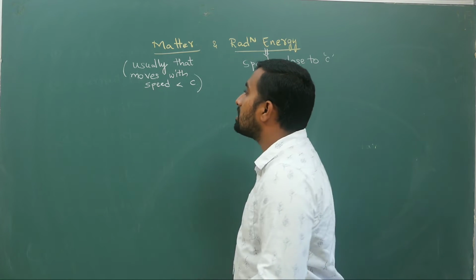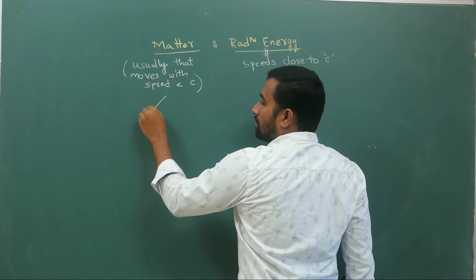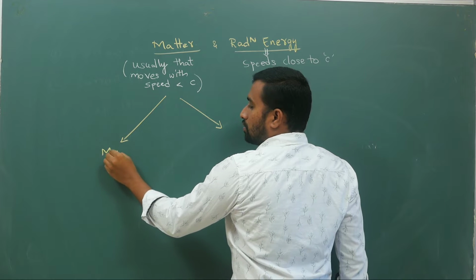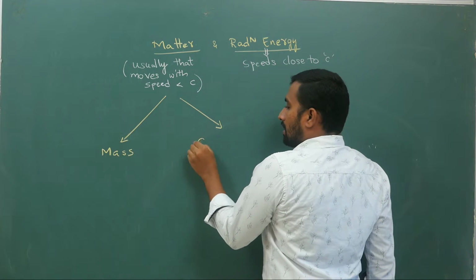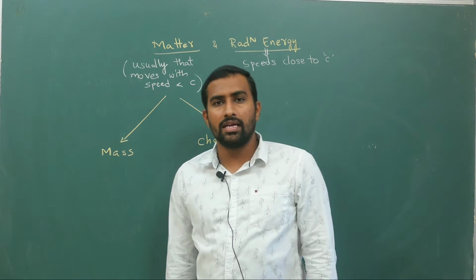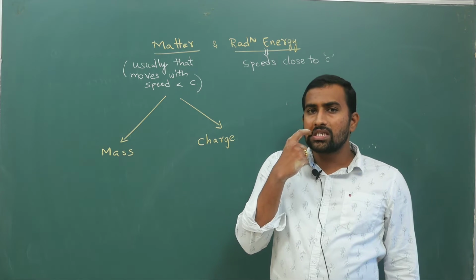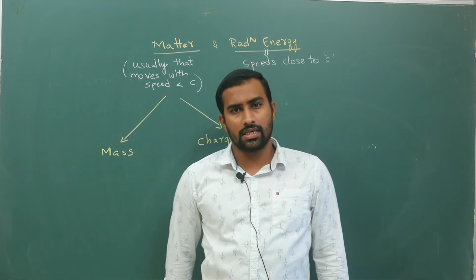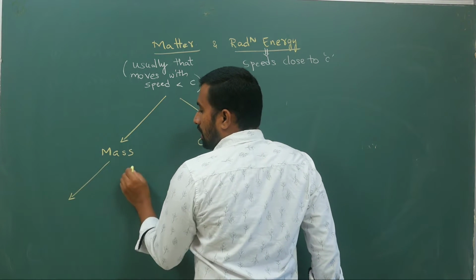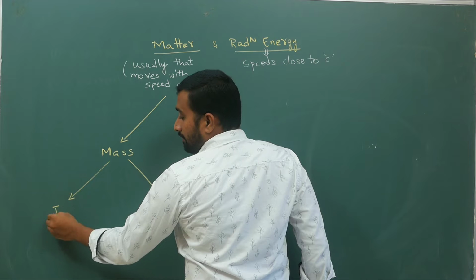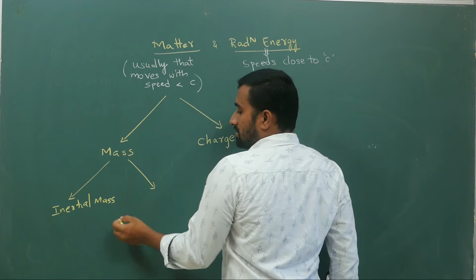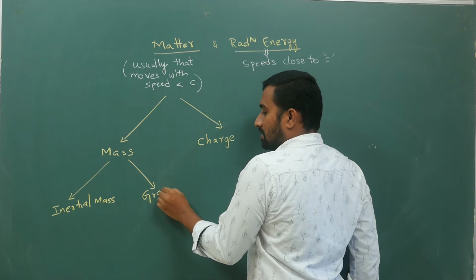Now for a matter particle, there are two properties. For a matter particle we will define two terms: one is mass and the other is charge. For matter particles only we are defining mass and charge. For radiation energy we don't usually talk of mass and charge. Now coming to mass, you have two types of masses: one is inertial mass, and the second is gravitational mass.